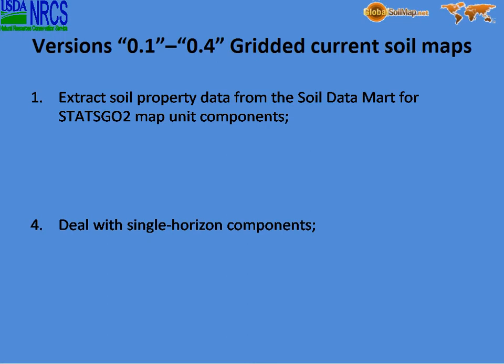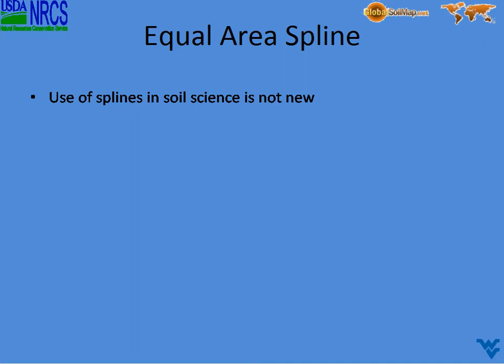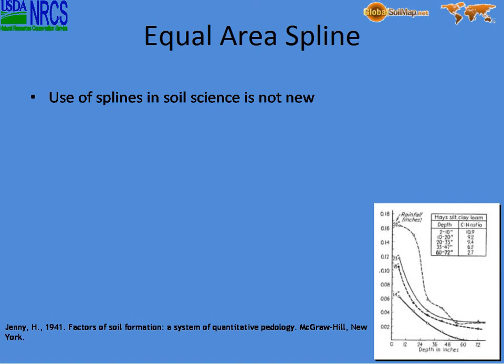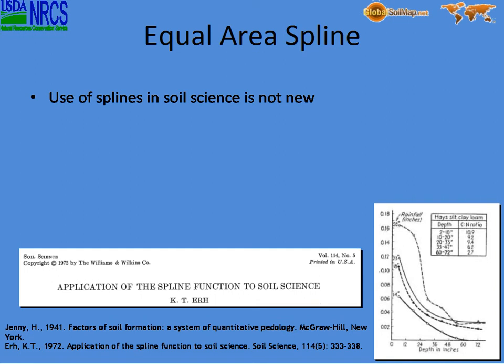So, equal area spline. As I mentioned earlier, this is not a new concept. Original splines were free-handed, of course, through data points, like you can see in Jenny's 1942 work in quantitative pedology. So later work began on quantifying these techniques in software. They have been used extensively, for better or worse, and tools to generate them have evolved from hand-drawn to software-automated ones.